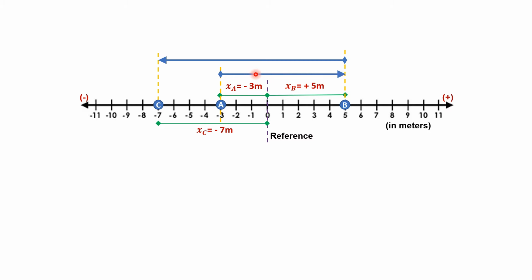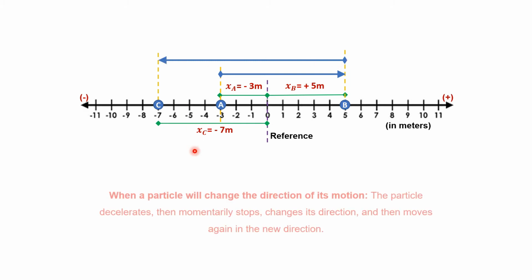So maginahinay na siya og move until na mag-stop siya diri sa point B. And when it stops, ang pag-stop niya is just momentarily. And after niya mag-stop, class, that's the time na mag-change siya og direction. And then mag-move na pud siya sa bag-o na direction from point B to point C. Okay, so take note that when a particle will change direction, the particle decelerates or slows down, then momentarily stops, then changes its direction, and then ang iyahang movement is padulong na sa bag-ong direction.